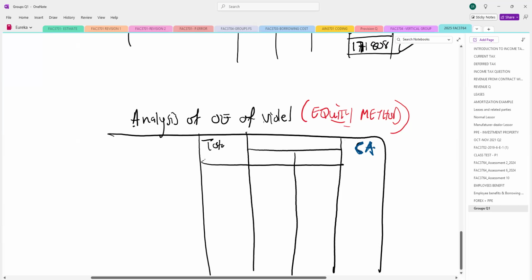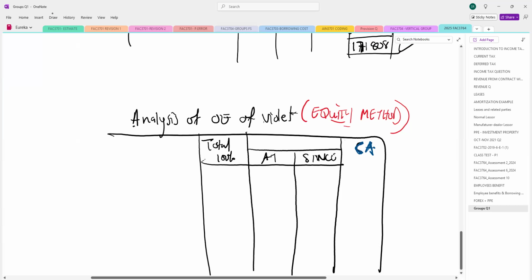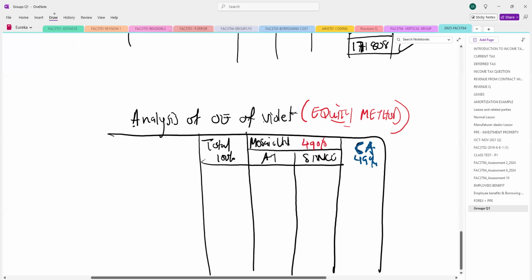So I have my total column, which is my 100%. I have my adds, and I've got my since acquisition. Then the parent, or rather the investor. This one is not a parent, it's an investor. The investor in Violet Limited is Mosaic Limited, and Mosaic only has 49%. So here we are not sharing any other thing. We are focusing on our 49%. That's the difference number one.